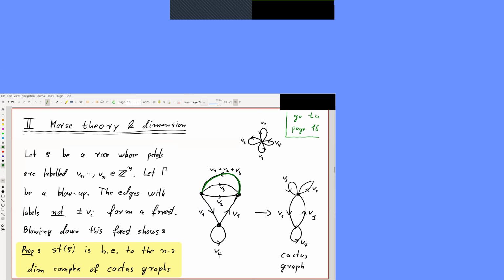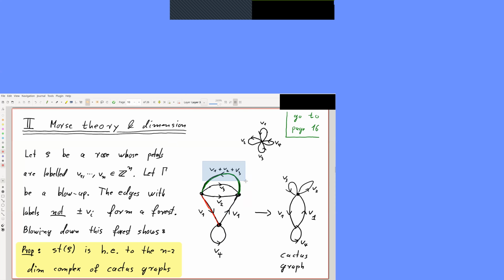By the way, I only look at those labels up to sign, because you can always swap the orientation of the edge, and that gets you a sign change in the label. So it's really a question whether the label of an edge agrees with the petal label up to sign. So that's an element in the blow up. Now keep in mind that the edges that you blow up, the colored edges, the red and the green one, form a tree. And the edges that are not labeled plus or minus vi form a forest, because it's just a collection of the blown up tree.